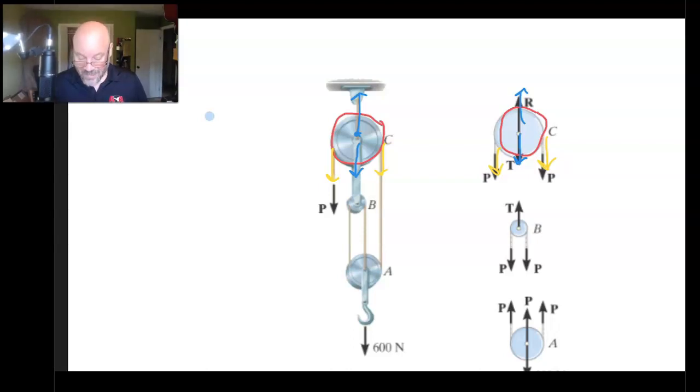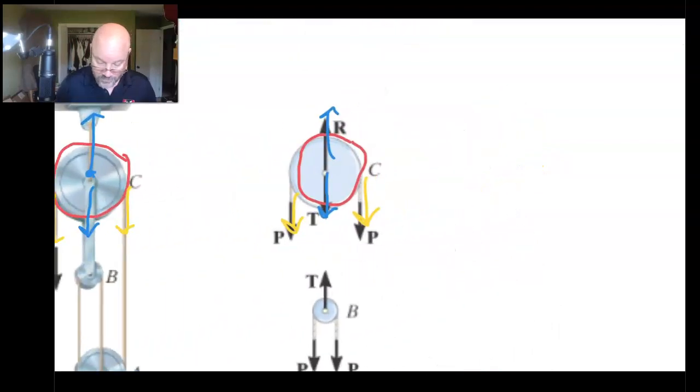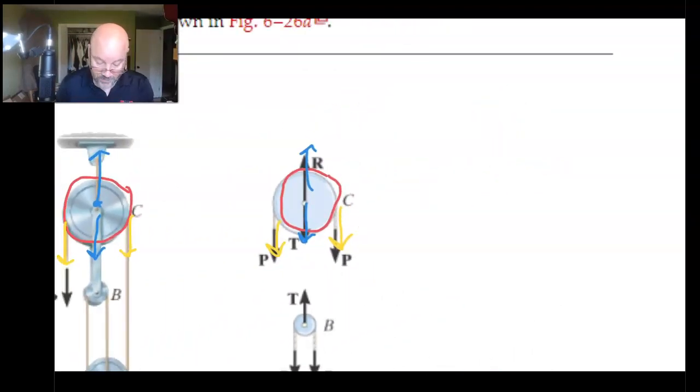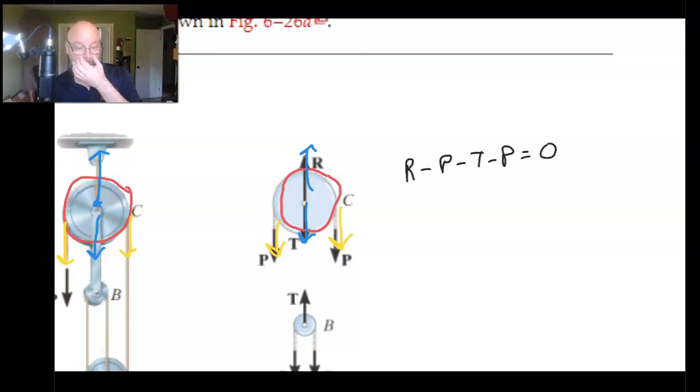So pulley C is in equilibrium from every standpoint we could think about: the vertical aspect of forces, the horizontal aspect of forces, and all the moments. Okay. So we could write equations if we needed to. Let me move this over here. We could say that we've got R up minus P down minus T down minus P down. All that has to be equal to 0. Okay. And so R is going to have to carry a lot.